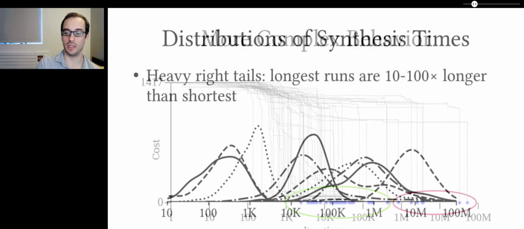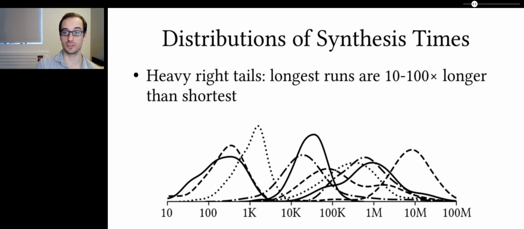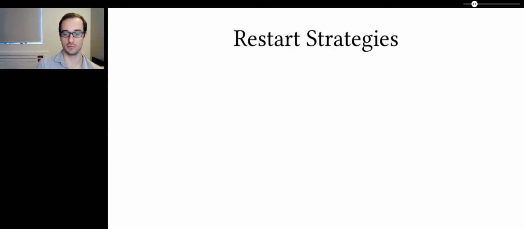Now, this behavior where some of the runs take much longer is actually a very common feature of synthesis times. If we look at the distributions for many different examples and plot them in log space, we see that they often have heavy right tails, which means the longest runs are orders of magnitude more expensive than the shortest ones. And there's a natural way to solve this problem, and that's by using restarts.